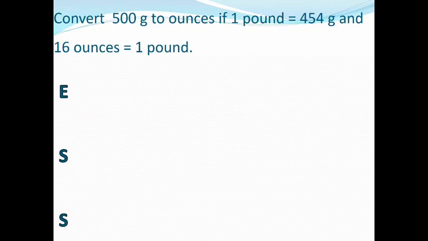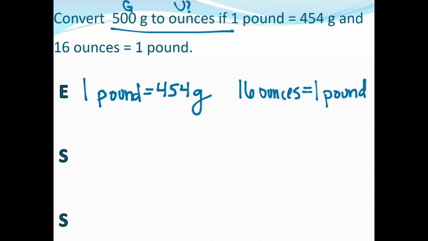This problem is a little bit more of a chemistry problem, and it's not really a question. It just tells us to convert 500 grams to ounces. So that is my given here, and ounces is my unknown. And then it goes ahead and it gives me my equation, so I'm just going to transfer those down here. And now I'm ready to get started on my dimensional analysis.